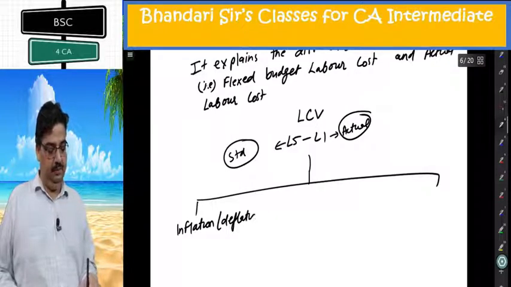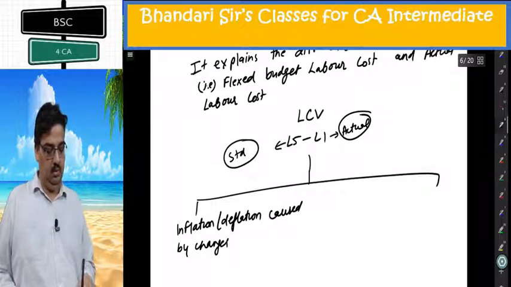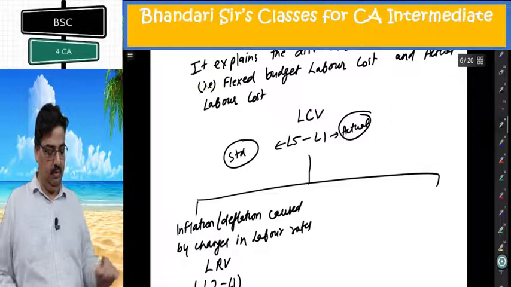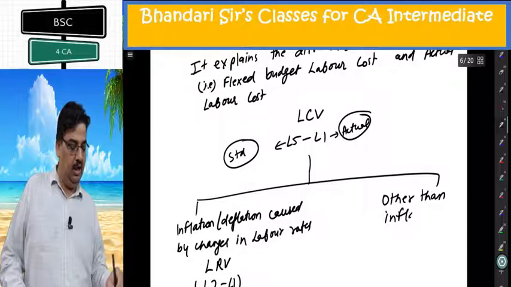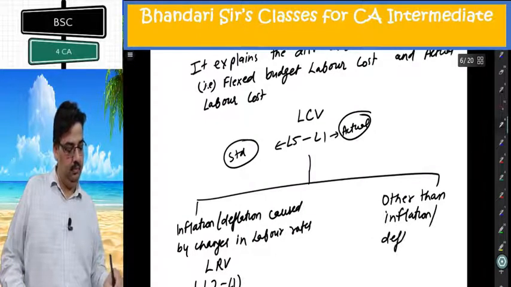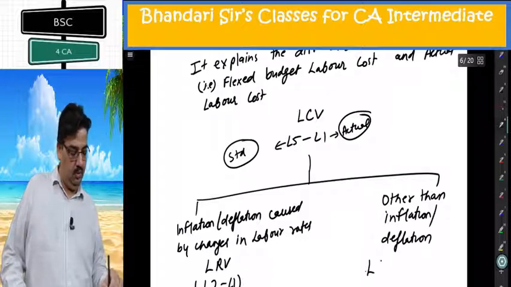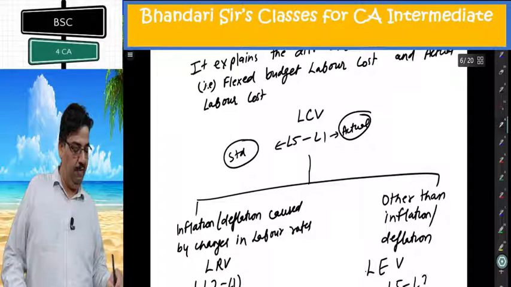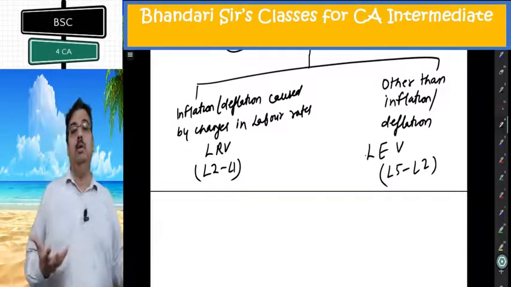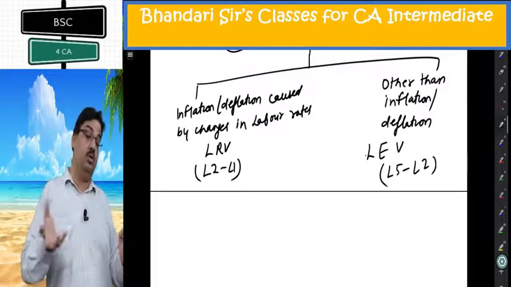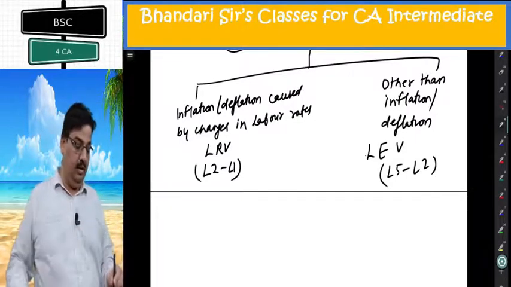Inflation, deflation caused by changes in labor rates. Labor rate variance, L2 minus L1. Other than inflation, deflation, labor efficiency variance, L5 minus L2. I've told you two different types of tables. This is the standard table we use normally, but in exception, idle time variance is also taken in the middle. That is something different. We are doing the standard table.